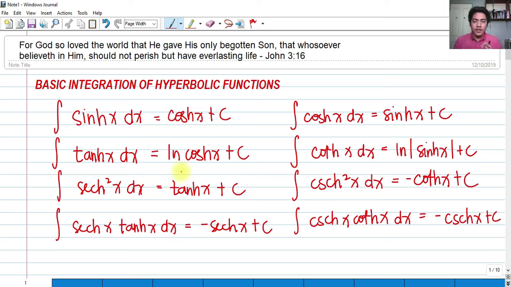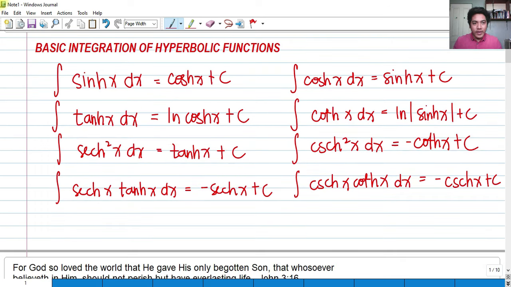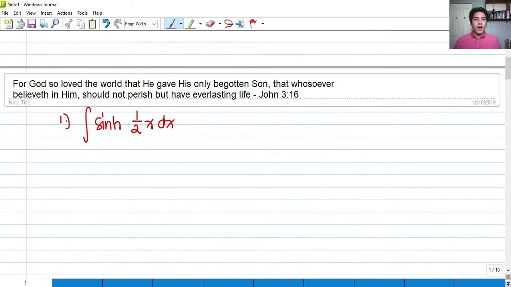Okay? And in integrals, we have so many formulas. That's why there is a different formula for the integration of trigonometric functions. There is a different formula for hyperbolic functions, and so on and so forth. We have so many formulas here in integral calculus. So, might as well take note of these formulas. Okay? So, let's get started. Let's start by integrating this problem.